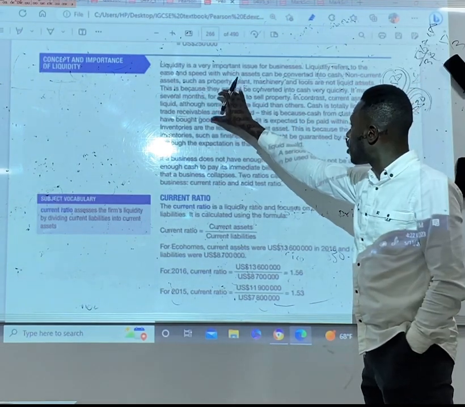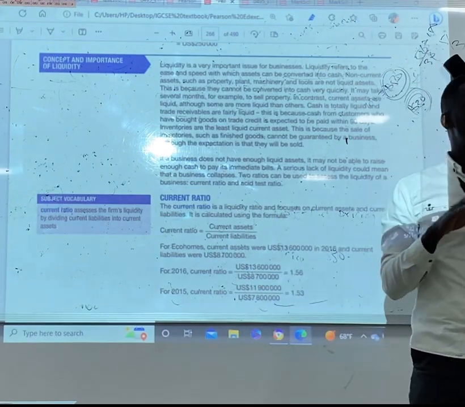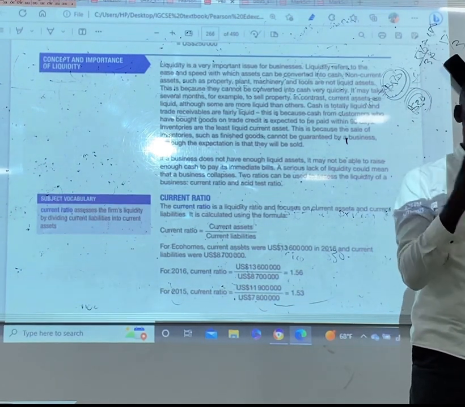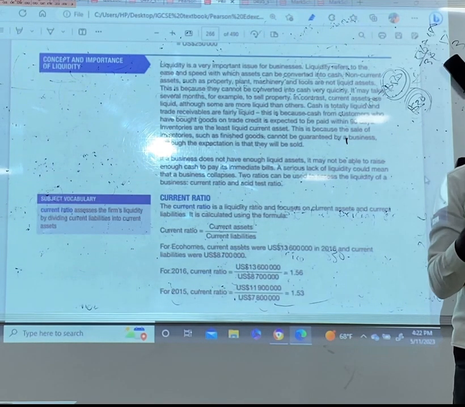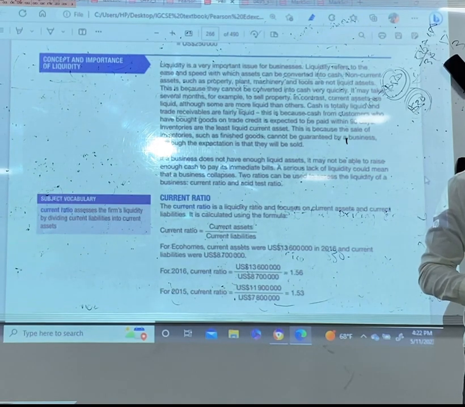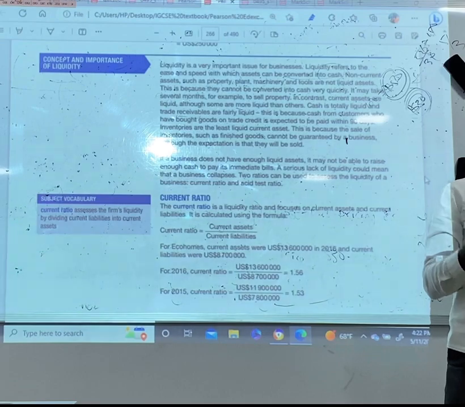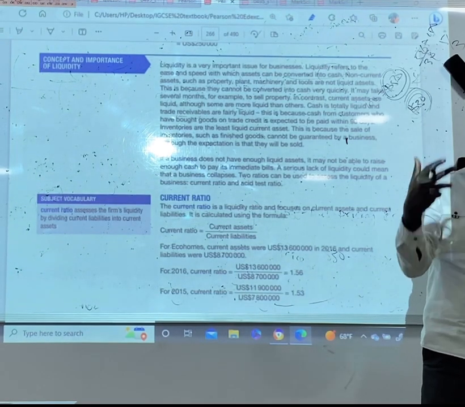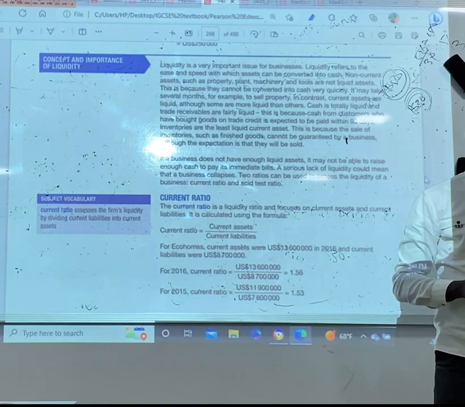Non-current assets such as property, plant, machinery, and tools are not liquid assets. Why? Because they cannot be converted to cash easily. You can sell them, but it is difficult to get them sold quickly. Non-current assets. Do you get the point here? So that is why when we are measuring liquidity ratio, we only measure it with current assets and current liabilities. Do you get the point?